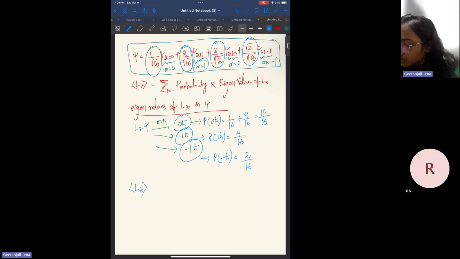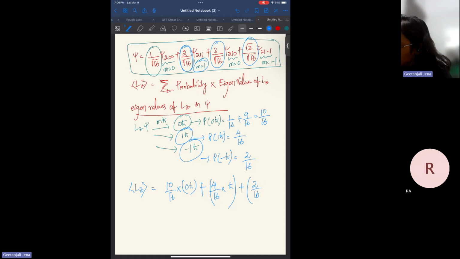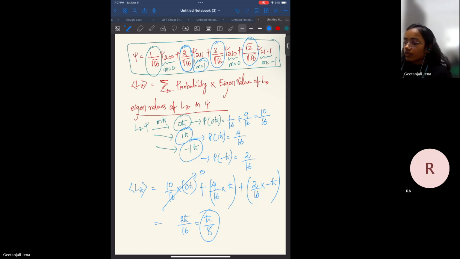So now the expectation value is probability multiplied by eigenvalue. So for 1ħ, the probability is 4 by 16 multiplied by 1ħ, and for minus 1ħ, the probability is 2 by 16 multiplied by minus ħ. So that means this is already 0 and this is 2 by 16 ħ, right? So it will be ħ by 8.